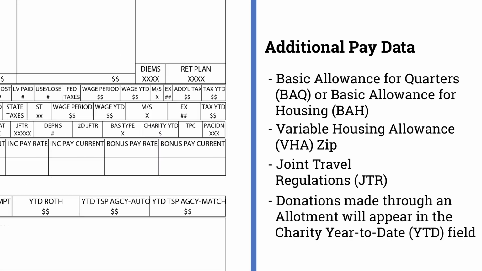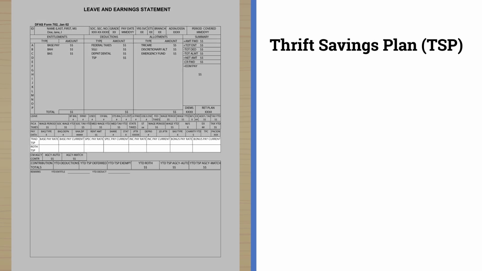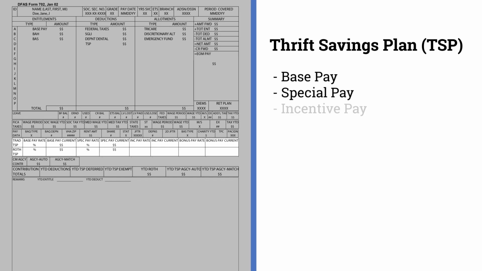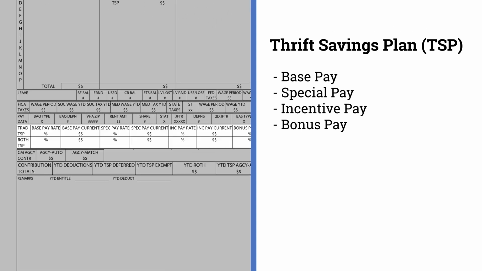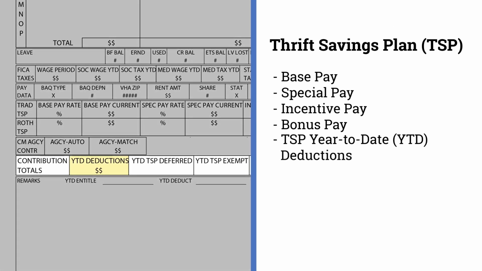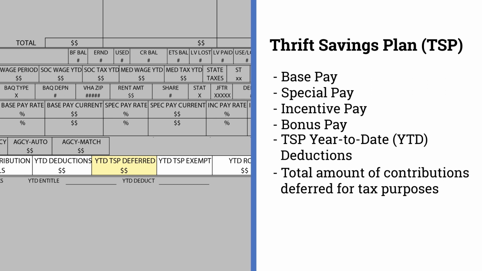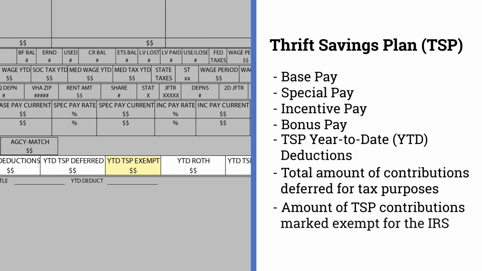The final fields we will review are associated with the Thrift Savings Plan, TSP. Your base, special, incentive, and bonus pay rates you have elected for TSP contributions will appear in these fields. You can review your TSP year-to-date deductions shown as TSP YTD. See the total dollar amount of TSP contributions you've deferred for tax purposes, and check the dollar amount of TSP contributions flagged as tax-exempt for the Internal Revenue Service, or IRS.